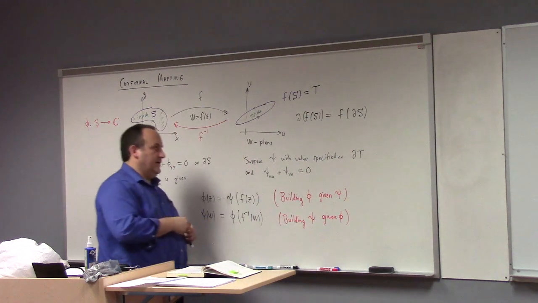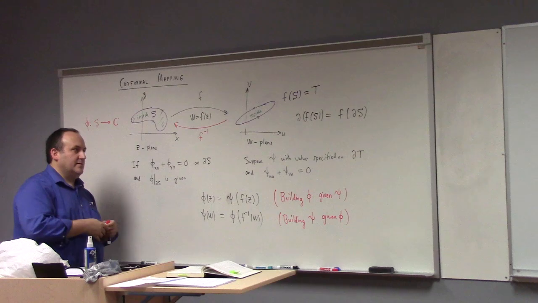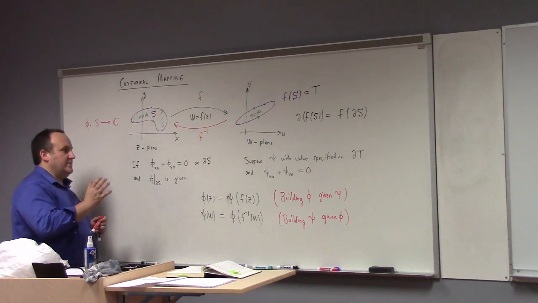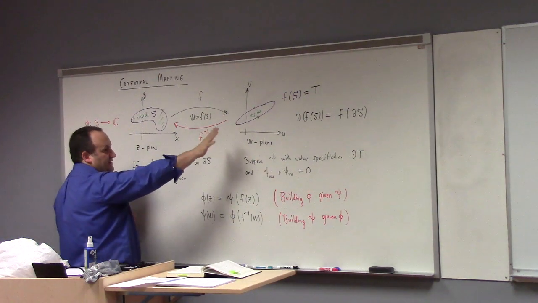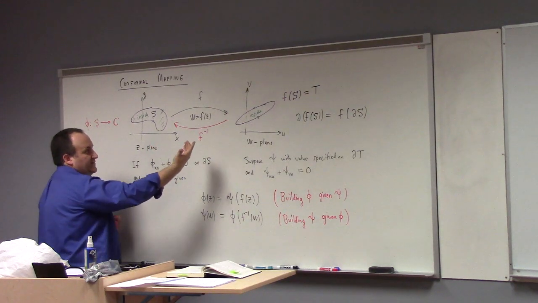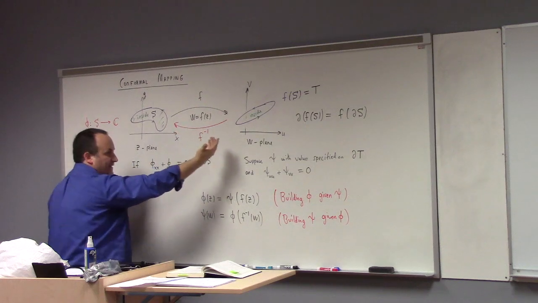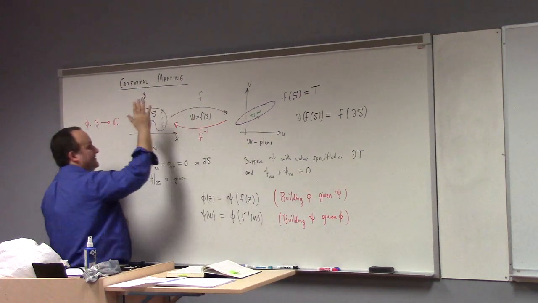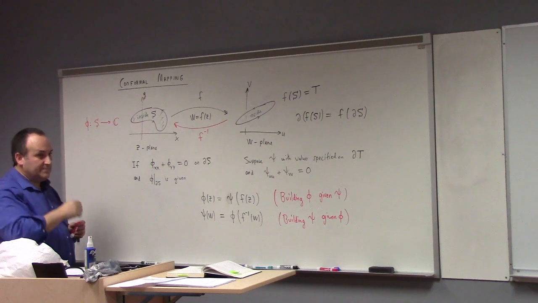All right. Now, the typical application here, what we do is we write down a known solution in the W plane, and we'll be sneaky in our choice of the map to take that solution over here and pull it back to the Z plane. That's typically what's done. All right.